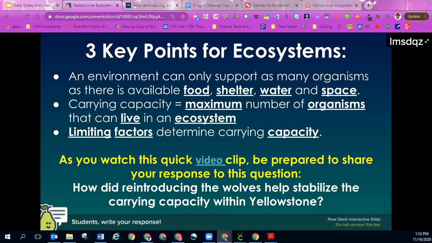Alrighty, so things that I am seeing in the box are: it expanded it for more species to be able to eat other food. It stabilized the capacity of both animals and plants by making the elk move to different places. The wolves ate the elk to help bring down the numbers. And because the elk were moving around, plants and trees were able to regrow.